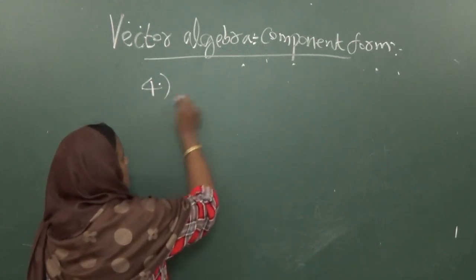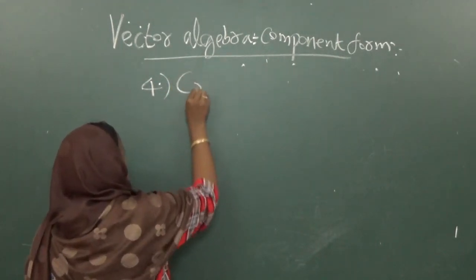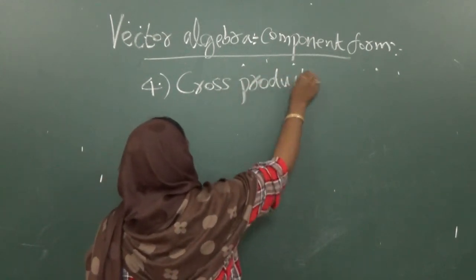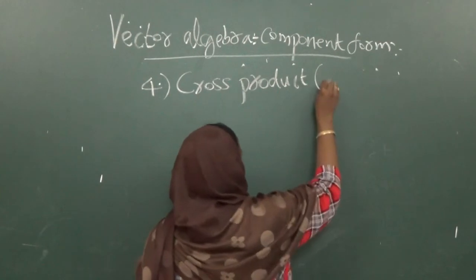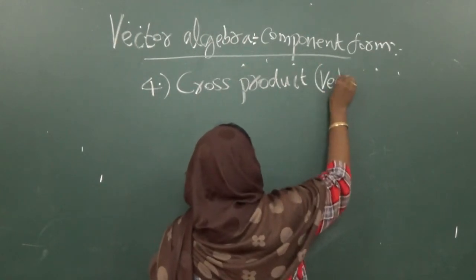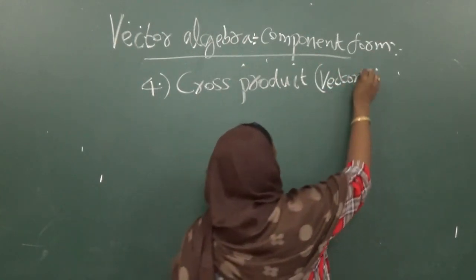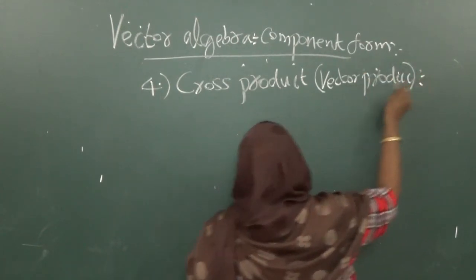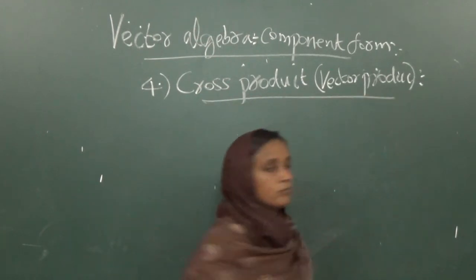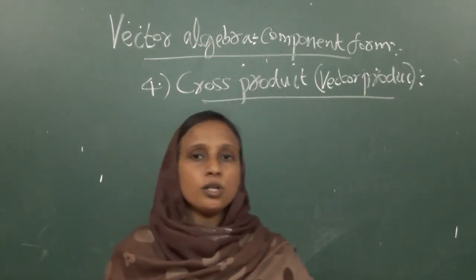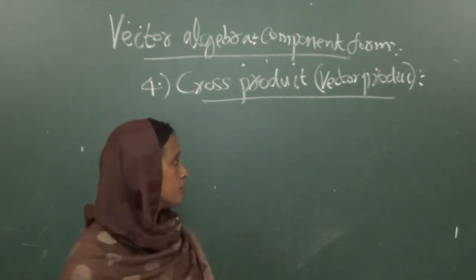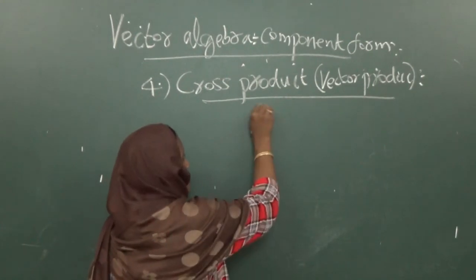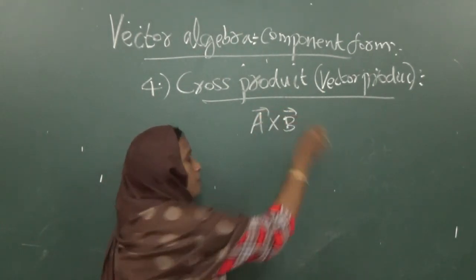Next one is cross product, or vector product. Cross product or vector product. Okay. Now we have to find out vector A cross B.